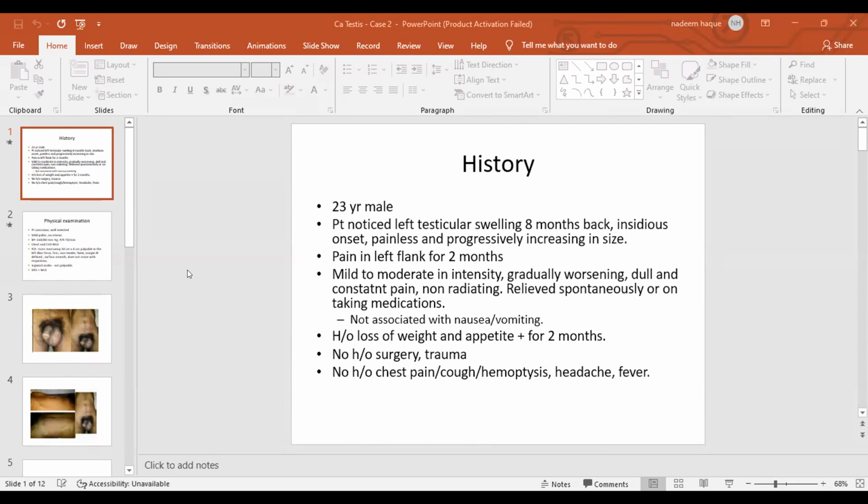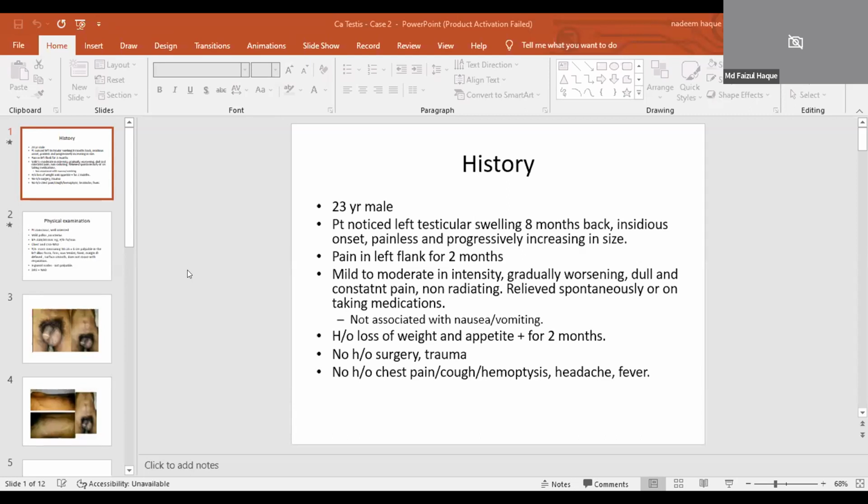It is gradually worsening, dull-aching, and constant pain, and it is relieved spontaneously or by taking some medication. It is not associated with nausea and vomiting. Slides are not visible actually. There is history of loss of weight and appetite for the past 2 months. There is no history of surgery or trauma. No history of chest pain, cough, hemoptysis, headache, and fever. No, it's Zaid Ahmed Khan.